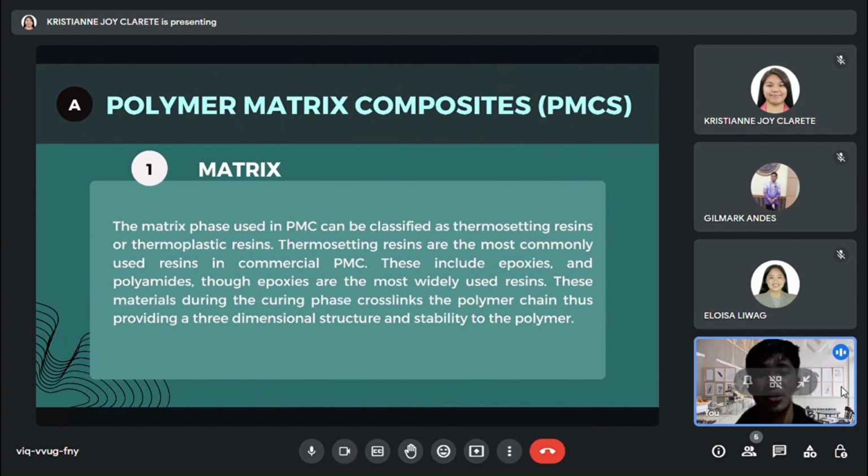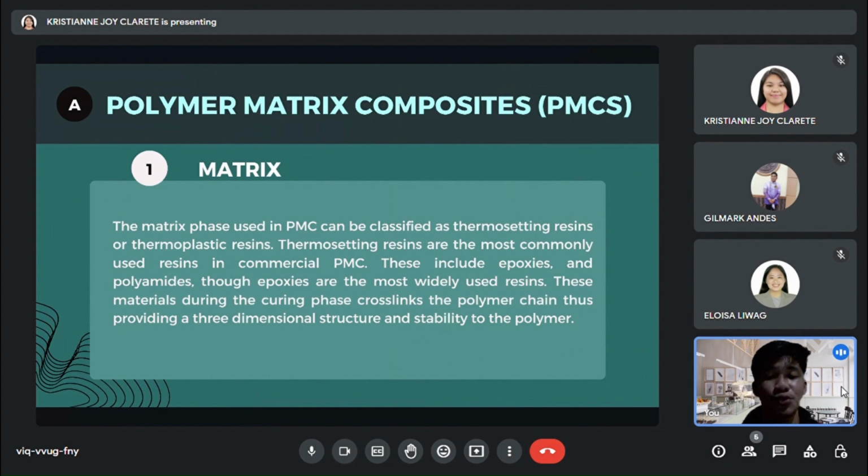So as I mentioned earlier in my discussion about PMCs, or about the matrix, which is about thermosetting resins and thermoplastics, the function of the matrix in PMCs is to bind the fibers together and transfer loads between them. So PMC matrices are typically either thermosets or thermoplastics. Thermosets are by far the predominant type that we are using today. These generally have better dimensional stability and good resistance to high temperature.